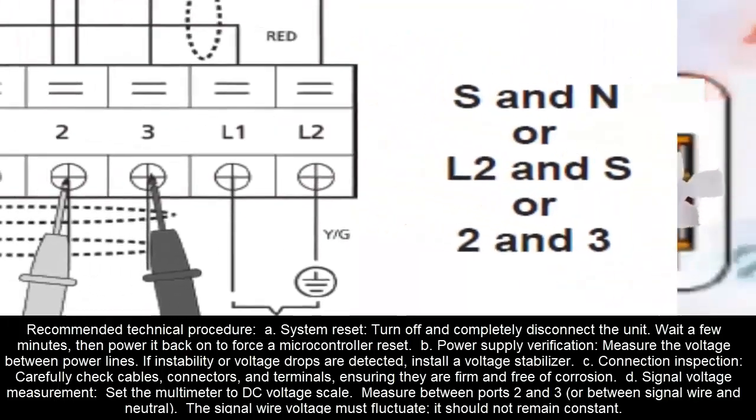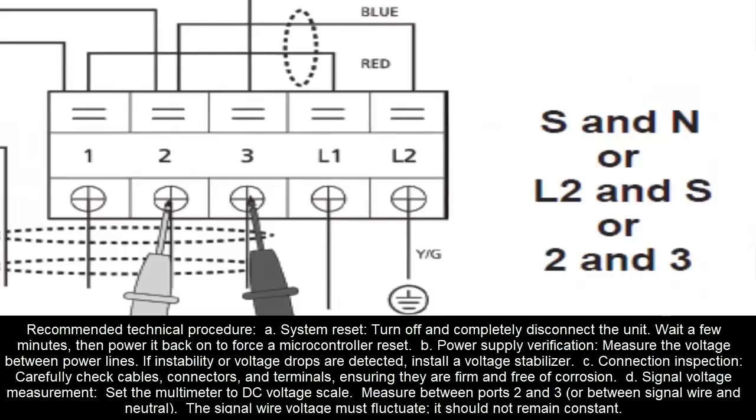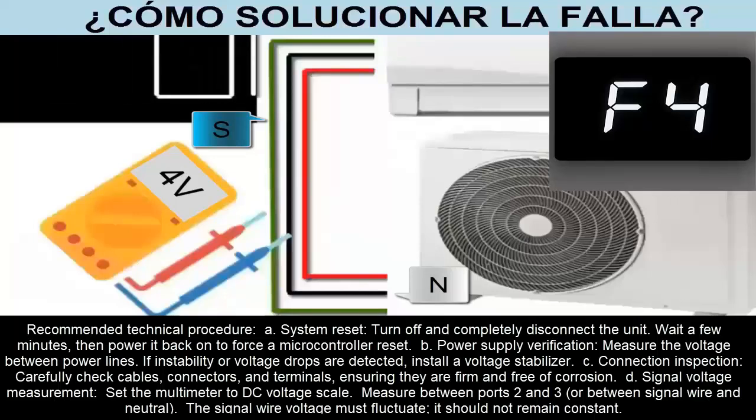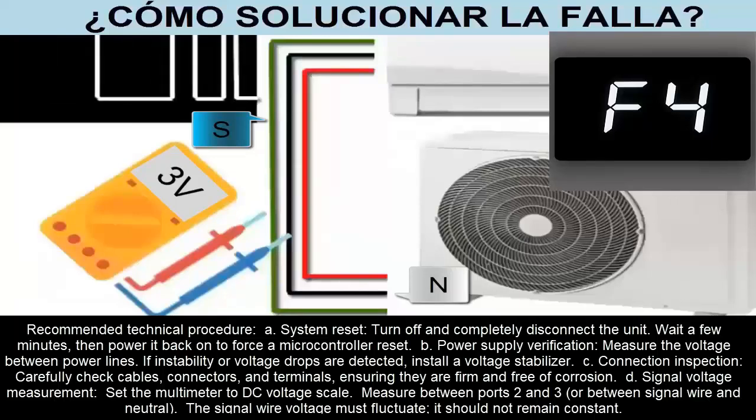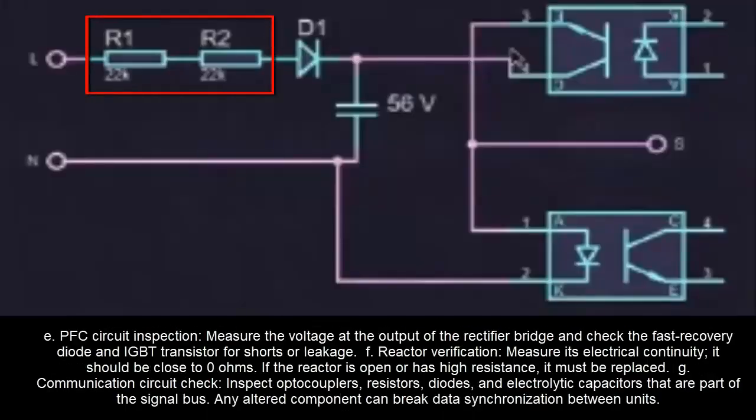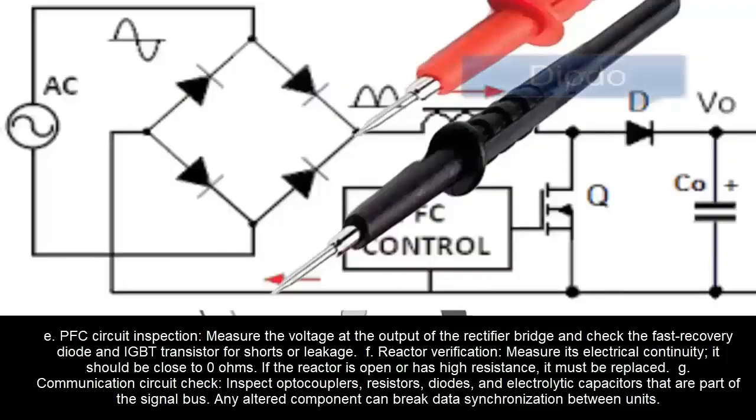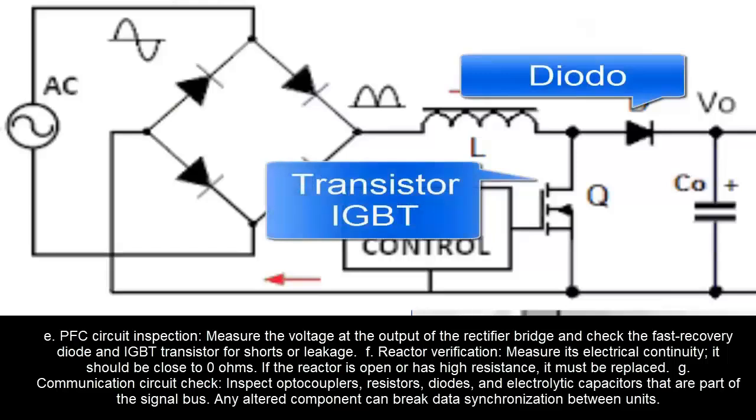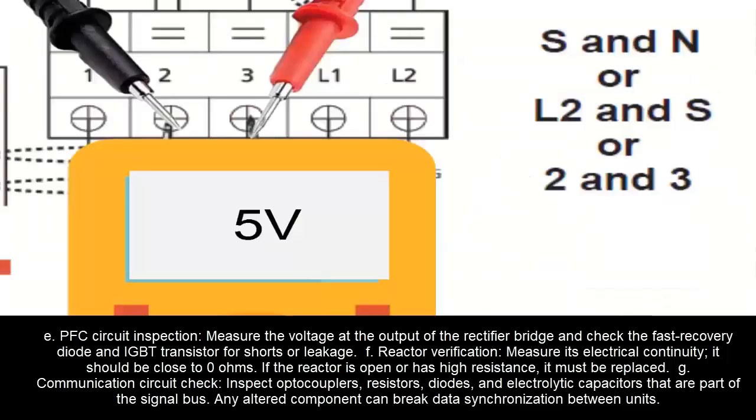D. Signal voltage measurement. Set the multimeter to DC voltage scale. Measure between ports 2 and 3 or between signal wire and neutral. The signal wire voltage must fluctuate. It should not remain constant. E. PFC circuit inspection. Measure the output voltage of the rectifier bridge and check the fast recovery diode and IGBT transistor for shorts or leakage.